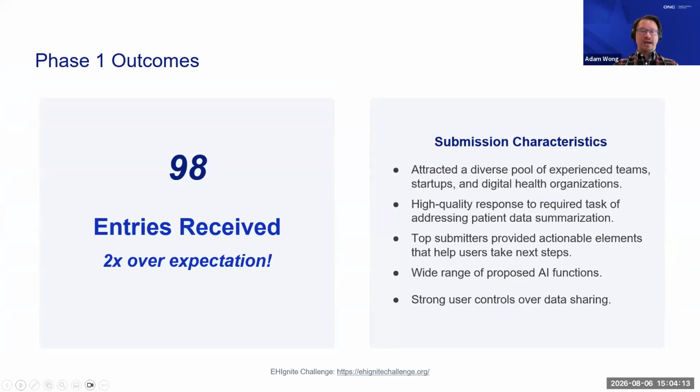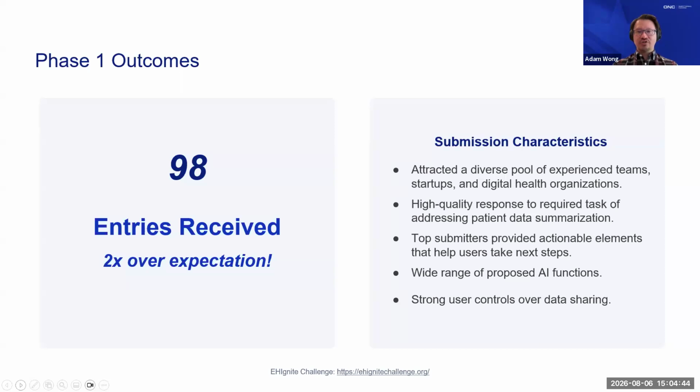So we put out this challenge and the community really responded. We received 98 entries overall. This is the most that ONC has received in any challenge so far. And it was about 2 times over our initial expectation based on our own internal metrics. So, shout out to the community. Folks really responded, and we couldn't have been happier to see that.